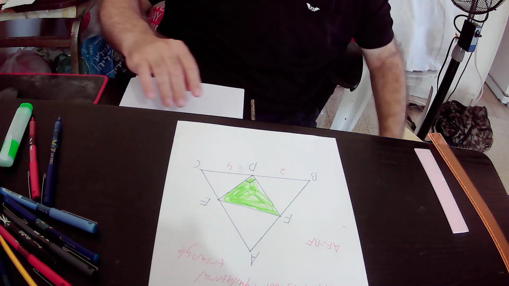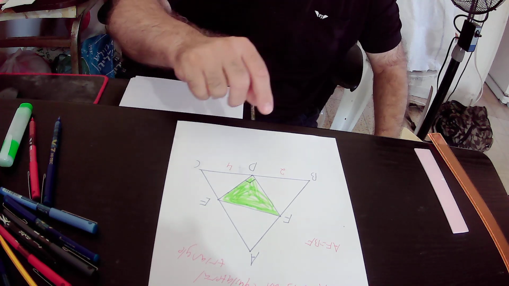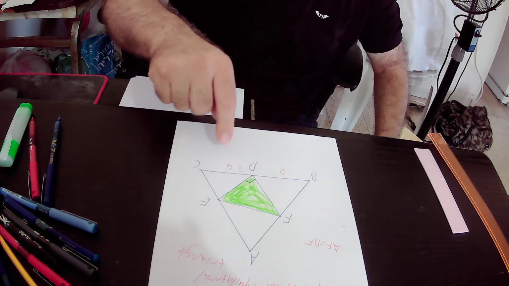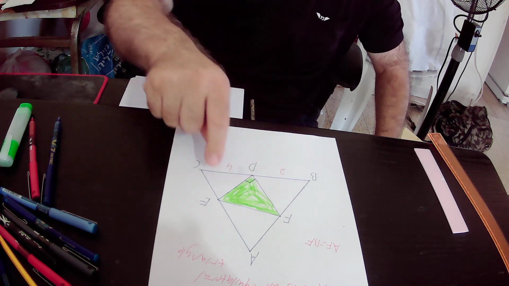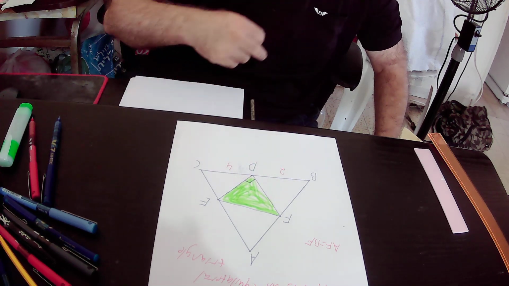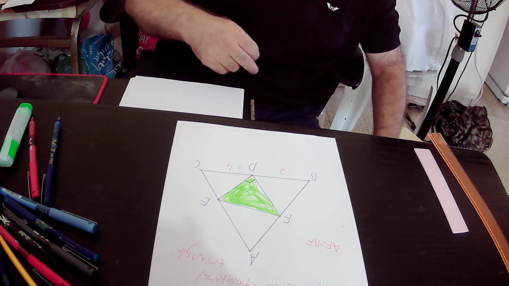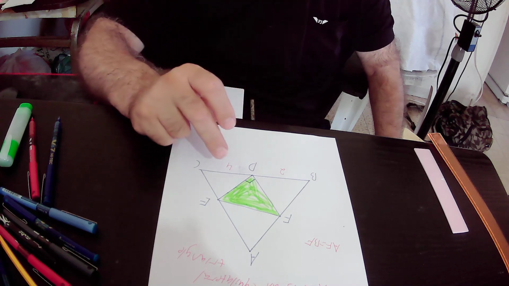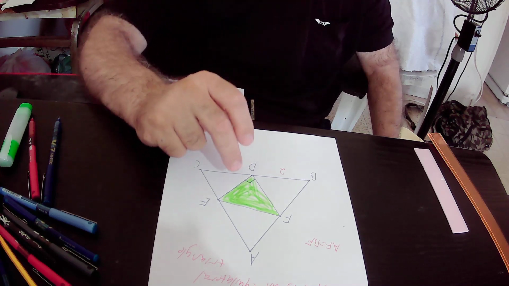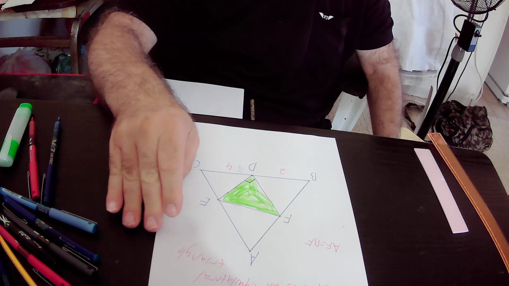Hello, in this lecture we will find the area of the green triangle. In the drawing we have an equilateral triangle. Triangle ABC is an equilateral triangle and inside triangle ABC we have a green triangle, and we want to find out the area of the green triangle.